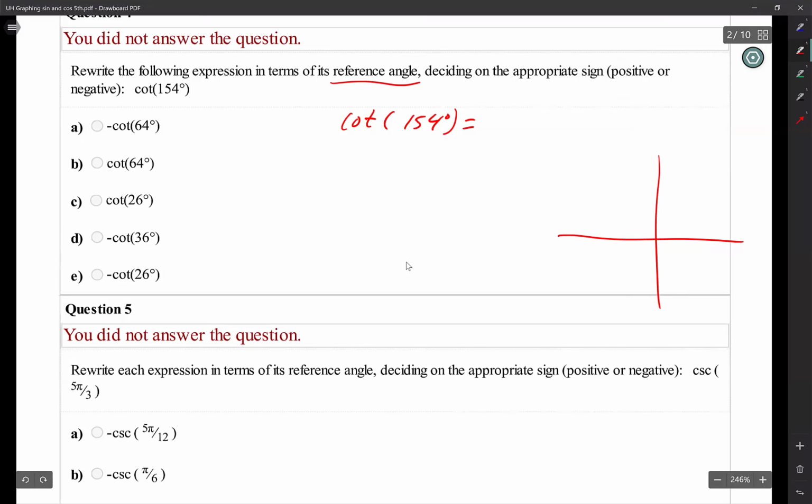If I were to do my unit circle here, 154 is somewhere, I don't know, somewhere like right there. And so here's 154. Cotangent is x divided by y. Is cotangent of 154 going to be positive or negative? What do you think, Rubio? Yeah, is cotangent of 154 degrees a positive number or a negative number?